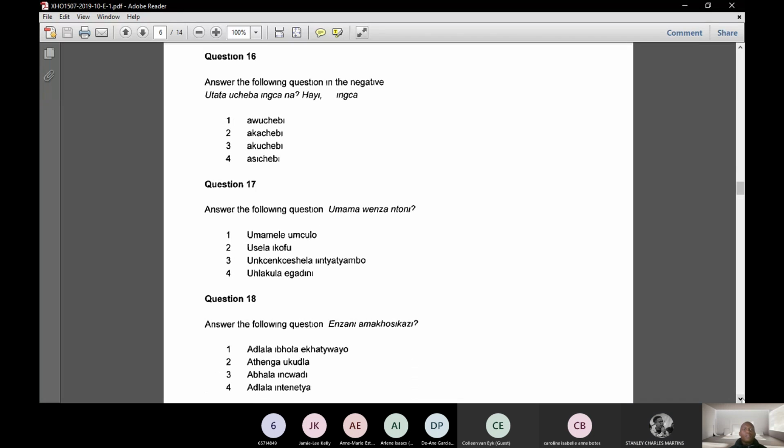Number 16. Negative. Utata ucheba inca. Now in one, awuchebi; 2, akachebi; 3, akuchebi; 4, asichebi.